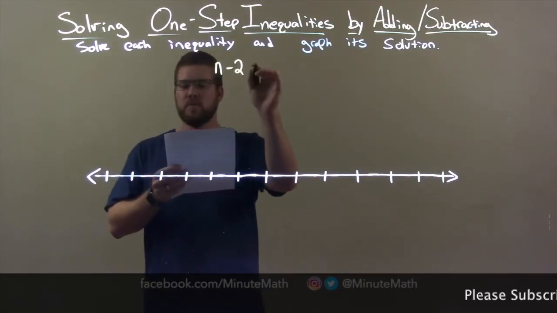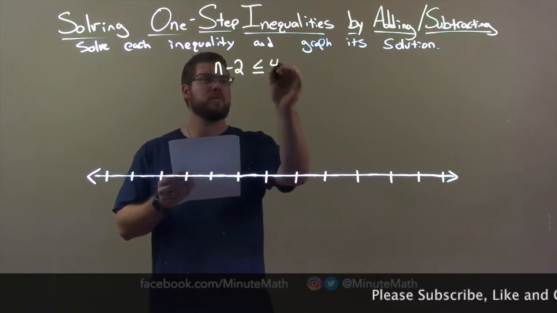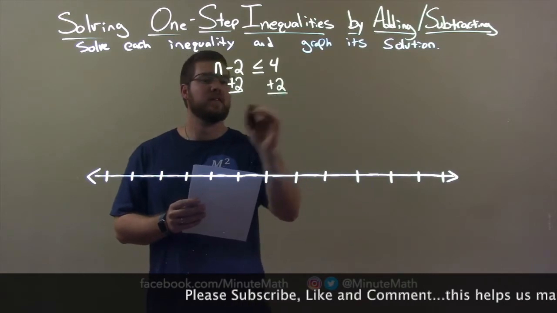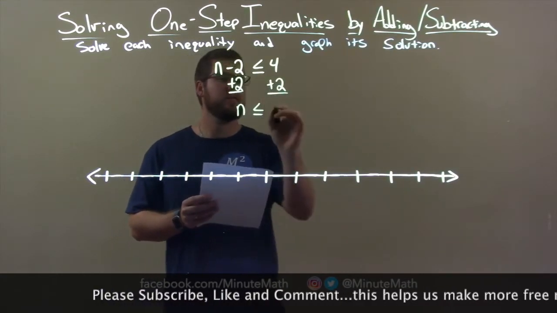n minus 2 is less than or equal to 4. First, I want to add a 2 to both sides. This gets me n completely by itself, and it's less than or equal to 6.